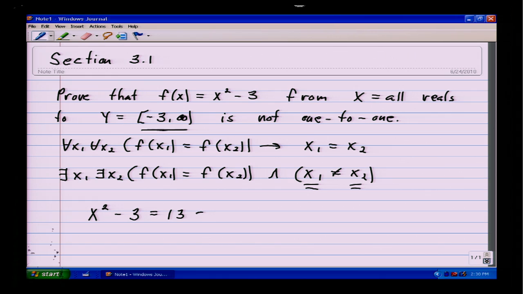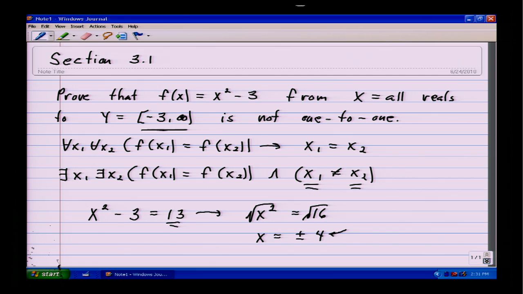And if I take this and solve it for x, add 3 to both sides, and then I can take the square root. And since I get a positive or negative, this really gives me my answer, because what this says is that if I take x equal to positive 4, the y value will be 13. On the other hand, if I take x equal negative 4, the y value will also be equal to 13.